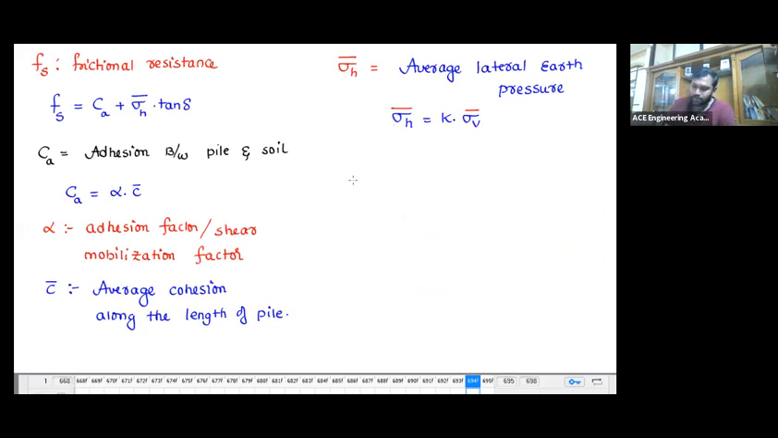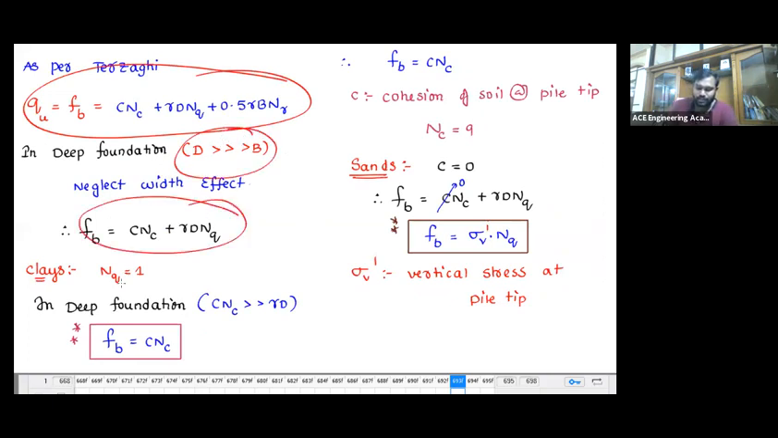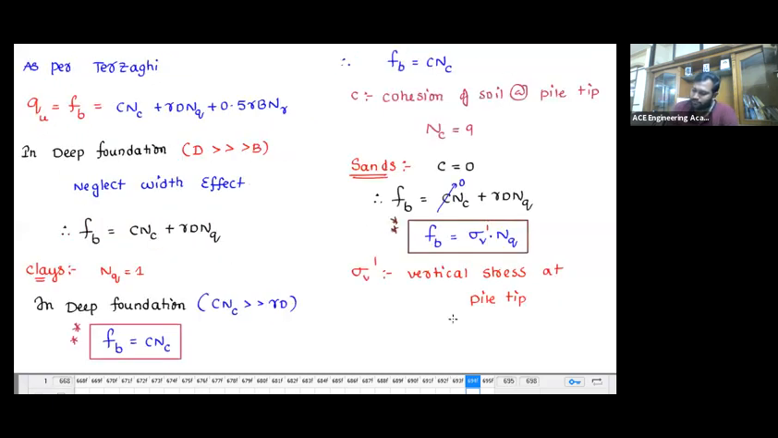Okay, fine. So now, if you observe, while I was discussing, first I took the bearing capacity, and I said that for deep foundations we neglect the width effect. In this equation, you neglect gamma D and Q for clays, and you neglect the C value for sands. And you know that the NQ value depends on the angle of internal friction only.